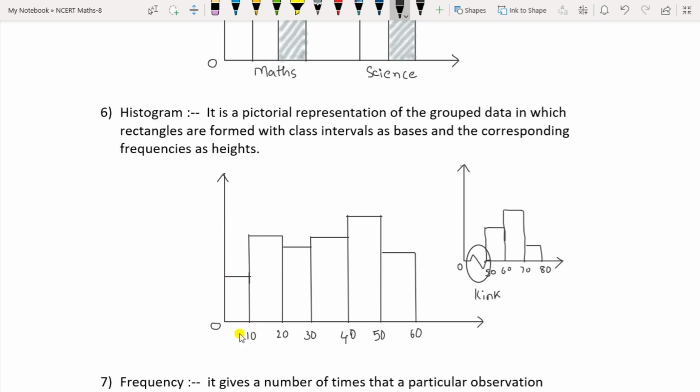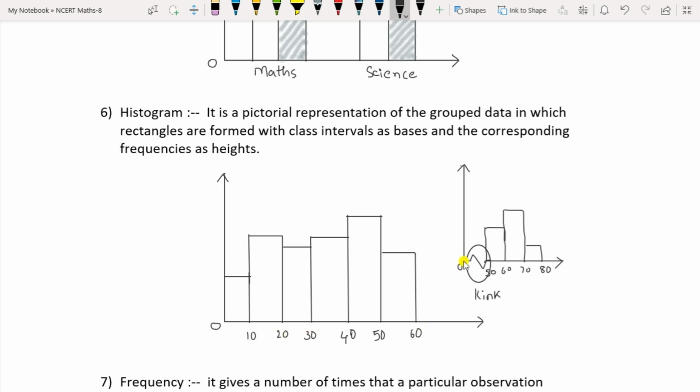Now here, this is called the x-axis and this is called the y-axis. In the x-axis, whatever the data, whatever the range we are using, the difference should be equal from 0 onwards. Now if you see, 10 minus 0 is 10, 20 minus 10 is 10, 30 minus 20 is 10, 40 minus 30 is 10. So all the differences are equal.